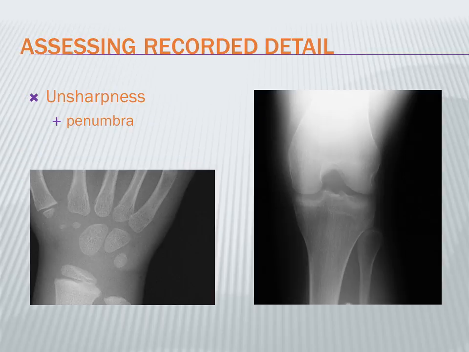Assessing recorded detail continued. It's a lack of detail, unsharpness, and can be created from penumbra. So these are examples of, to your left, good resolution compared to your right, which is fair resolution, but it would be poor if considering the femur.